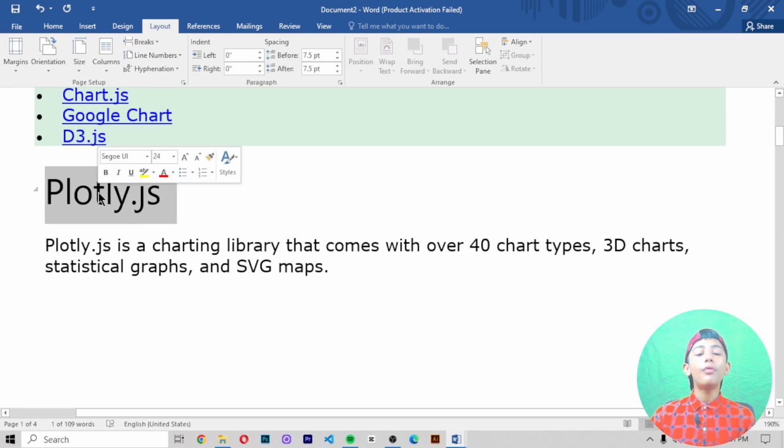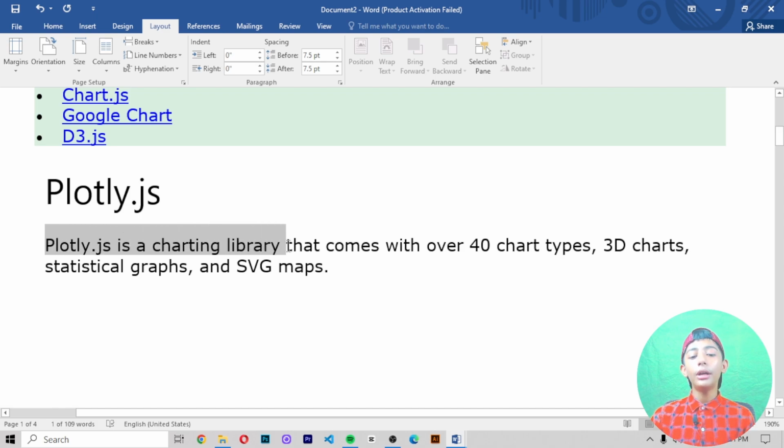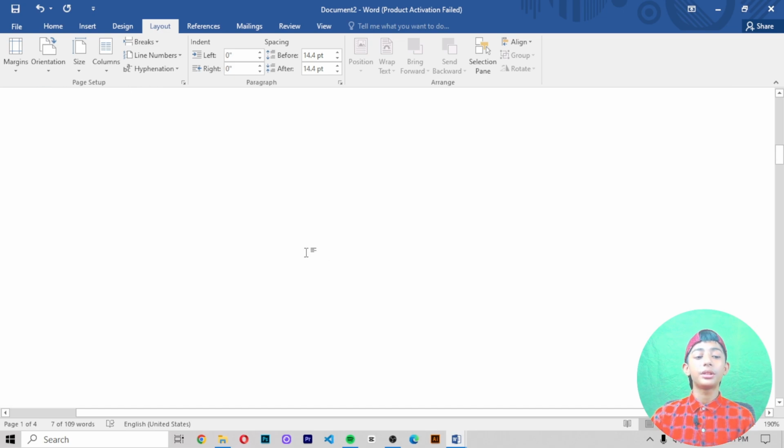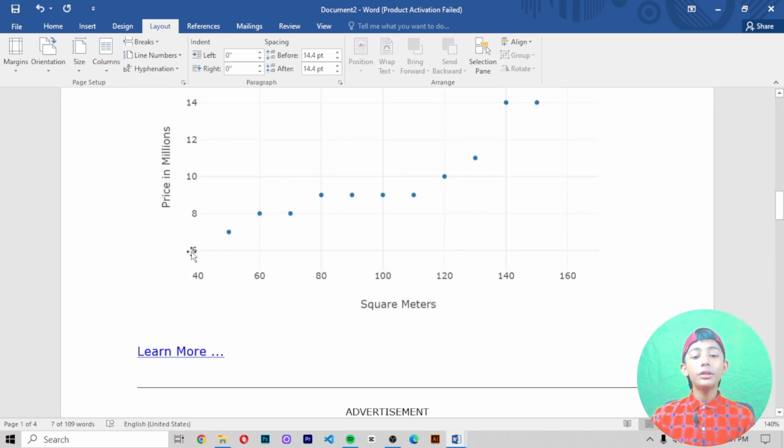Plotly.js. If you don't know what Plotly.js is, let me tell you. Plotly.js is a charting library that comes with over 40 chart types. What? 40 chart types. 3D charts, statistical graphs, and SVG maps. Okay? Like this example.